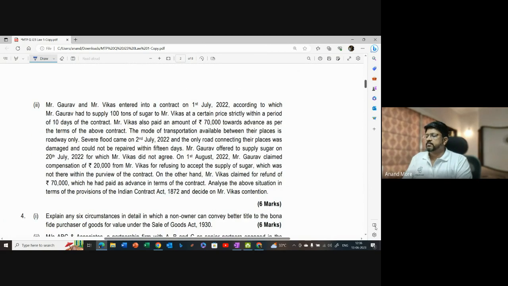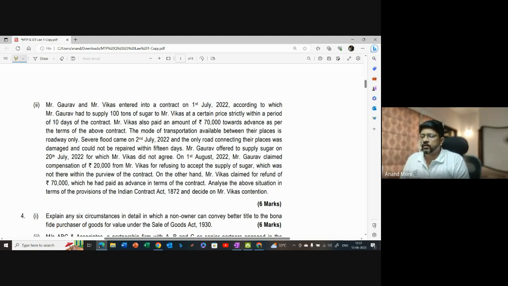Next is Mr. Gaurav and Mr. Vikas entered into a contract on 1st of July 22, according to which Mr. Gaurav had to supply 100 tons of sugar to Mr. Vikas at a certain price, strictly within a period of 10 days of the contract. Mr. Vikas also paid an amount of ₹70,000 towards advance as per the terms of the above contract. The mode of transportation available between their places is roadway only. Okay, only roadway. Very good.